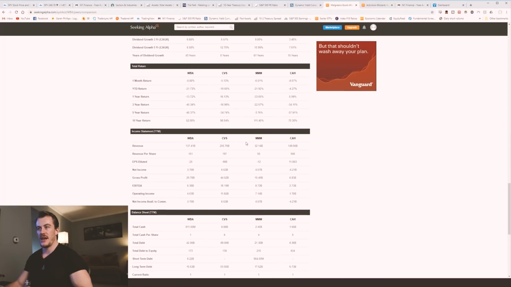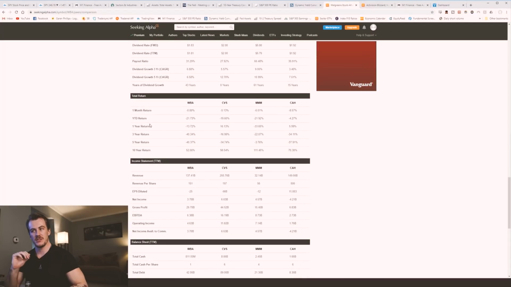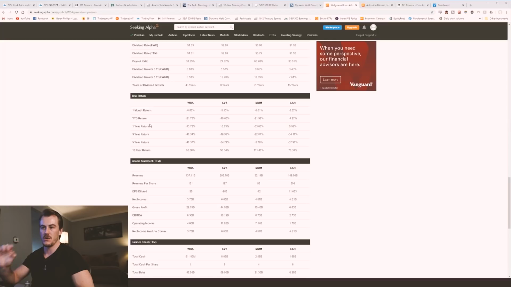And then lastly, what you don't want to focus on is returns. So 1 month return, 1 year return, 3 year return, 5 year return. That's price action. You should analyze that stuff with technical analysis. So returns, I can gather much more information just by clicking over here.